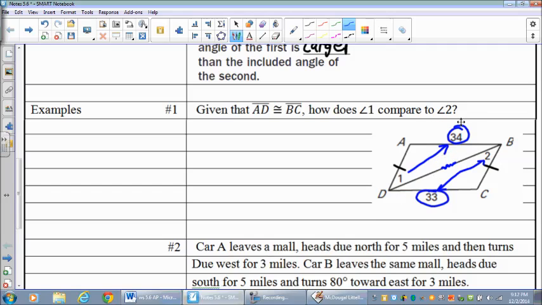So knowing that information, what can we say about angle 1 in relation to angle 2? Is angle 1 bigger than angle 2, or is angle 2 bigger than angle 1? Looking at this, because of the 34, that means angle 1 is greater than angle 2. And if they said to explain, this is by the converse theorem, which was the converse of the hinge.